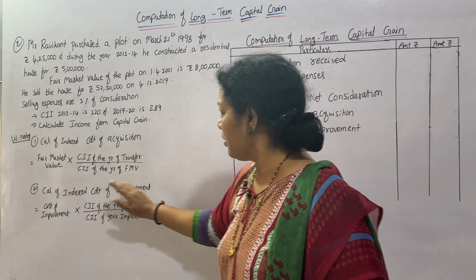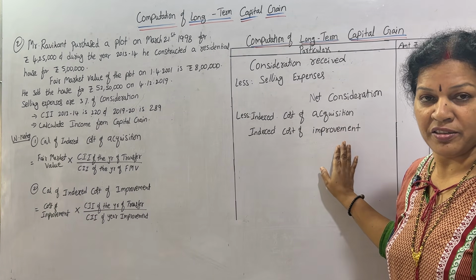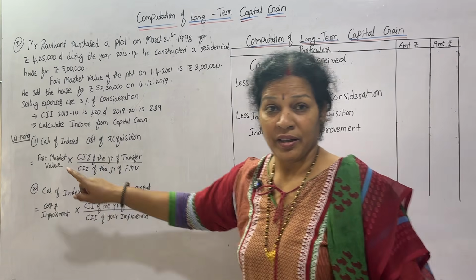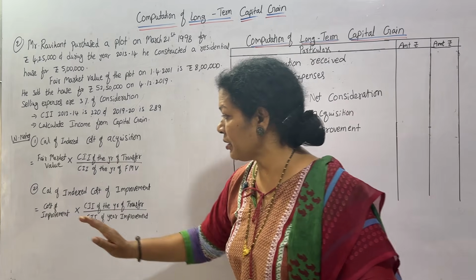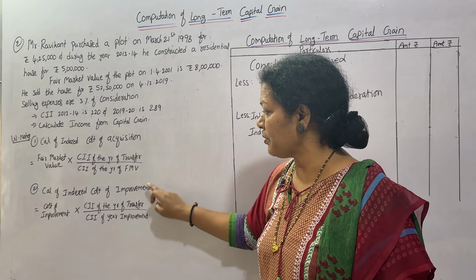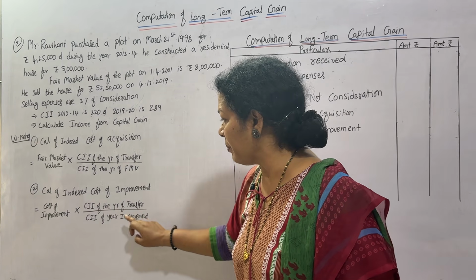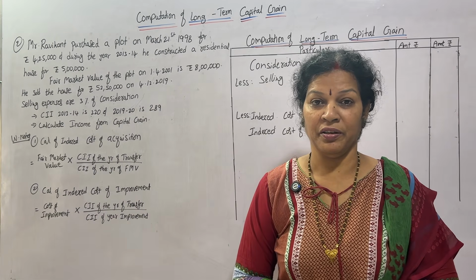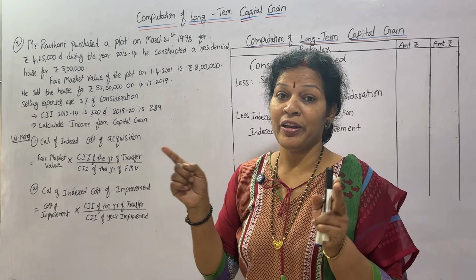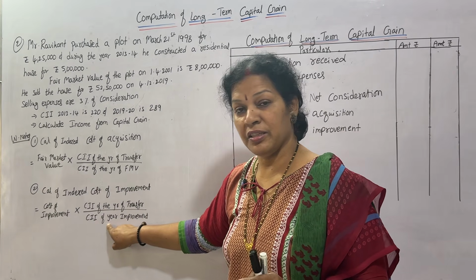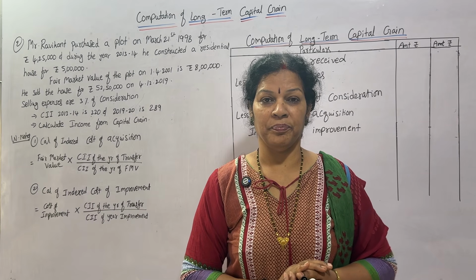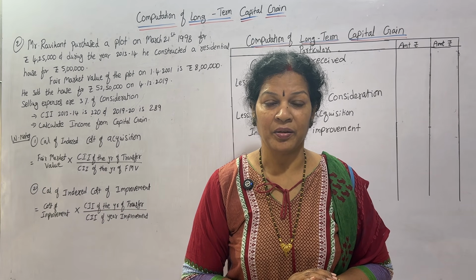Next, calculation of indexed cost of improvement. The second formula: cost of improvement, whereas there it was fair market value. Now here, cost of improvement into CII of the year of transfer, divided by CII of the year of improvement. When you have improved, that CII. Here it is CII of the year of fair market value; downside it comes CII of the year of improvement. If you understand up to here, you can work out the problem. Am I clear? Okay, now we will see the problem.